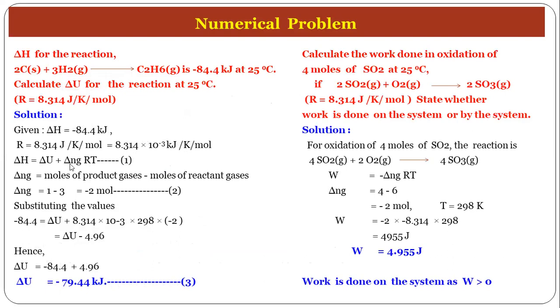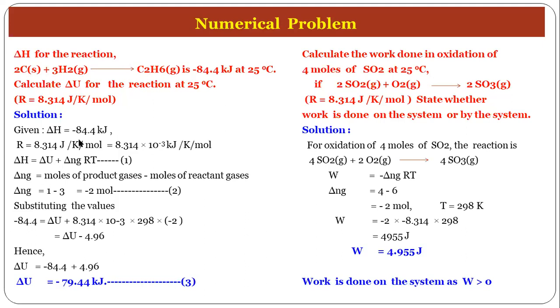So we are going to put the values in this equation, but first we have to calculate the number of moles from this reaction. Delta Ng is the moles of the products minus the moles of the reactants. The product is only one here, the number of moles of C2H6 is only one mole. For the reactants, we only have to check the gaseous ones, not solids. So 3 moles are given here. 1 minus 3 is equal to minus 2 moles. So put this value of minus 2 in this equation again.